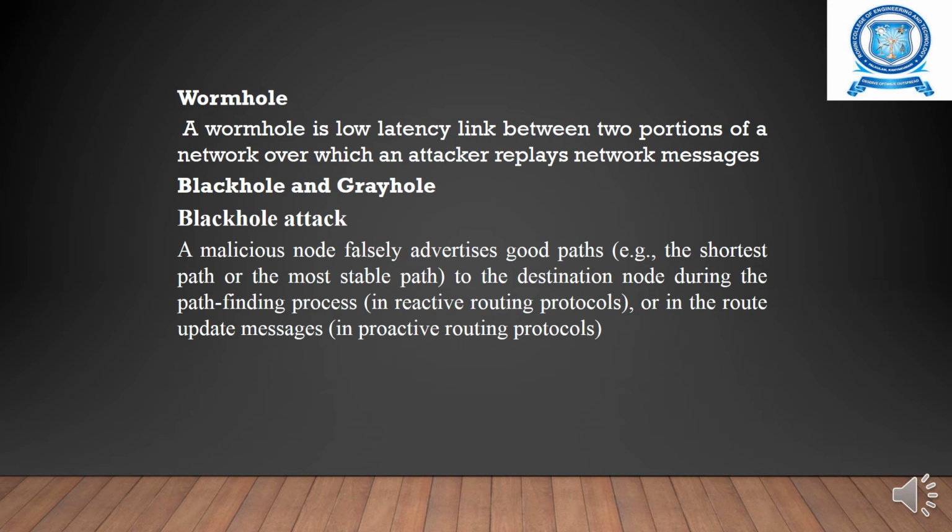Wormhole attack is a low latency link between two portions of a network, over which an attacker replays network messages. They are black hole and grey hole. So, what is a black hole attack? It's a malicious node that falsely advertises good paths. So, whenever we have routing, the packets from the source or the sender will be finding the shortest path or the most stable path to the destination node during the path finding process in reactive protocols, or in the route update process in proactive protocols.